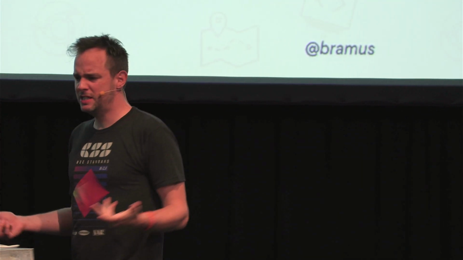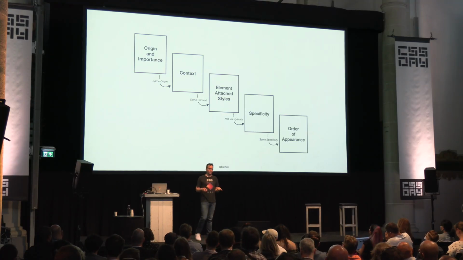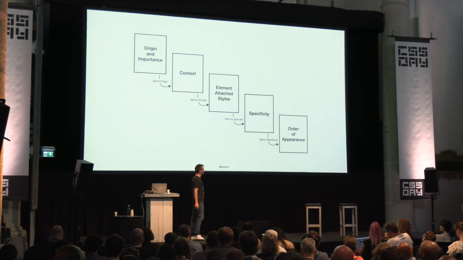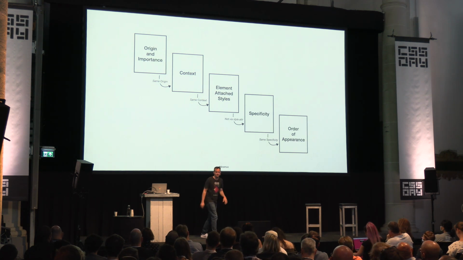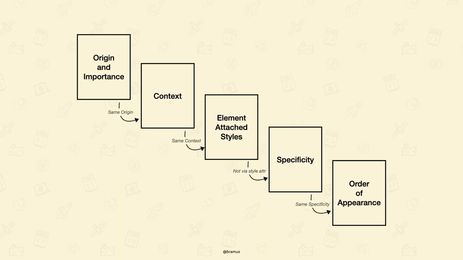So yeah, specificity, order of appearance, we kind of have a problem there. Like, what if we didn't need to worry about it? What if there was this magic step that says, hey, you know what, specificity, order of appearance, it doesn't matter because I already picked a winner. Well, that's where layers come into play.